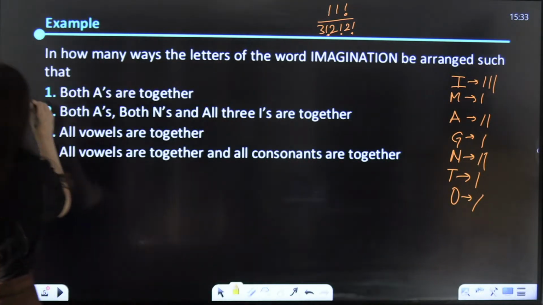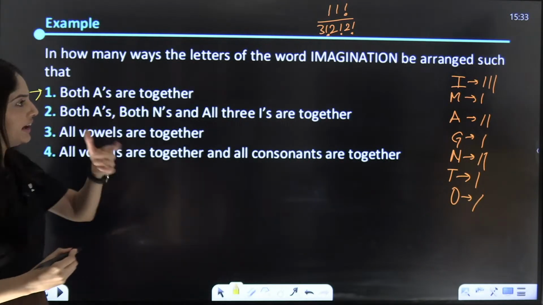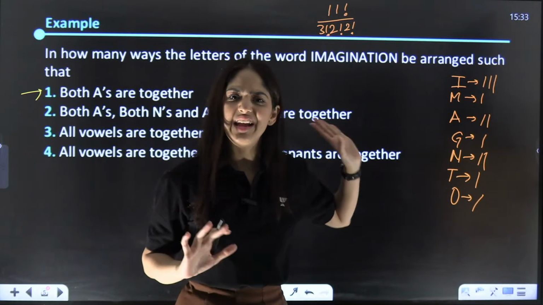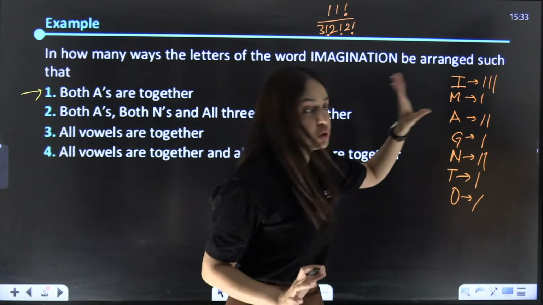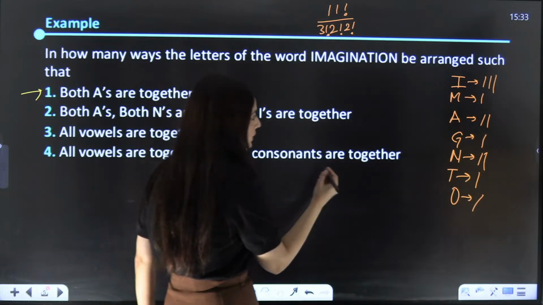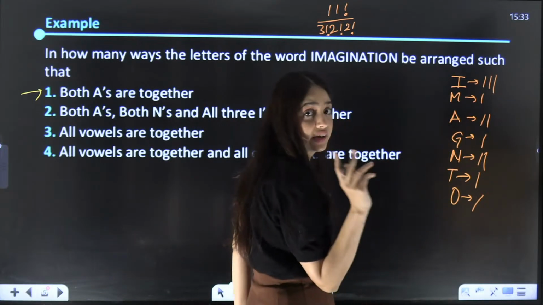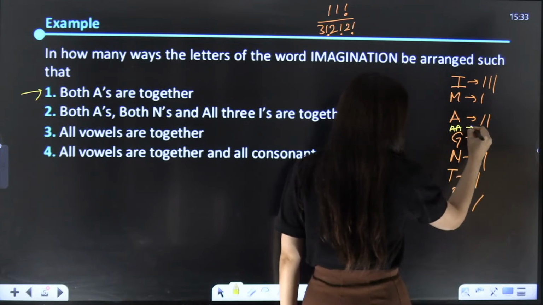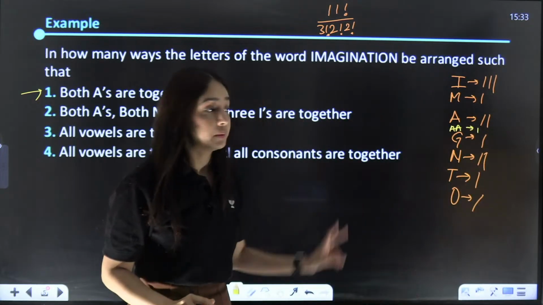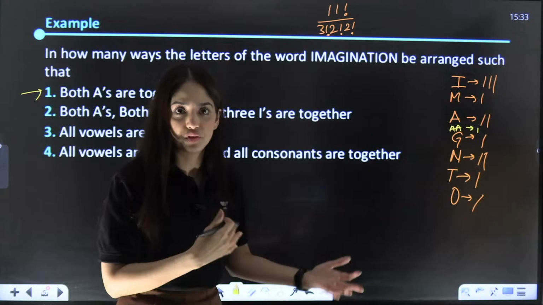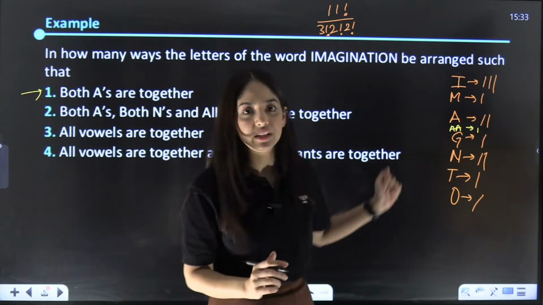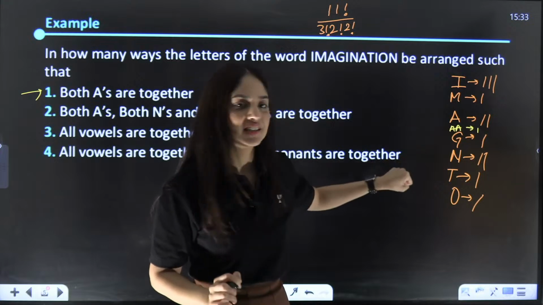Now our first condition is both A's are together. We have 2 A's, they have to be together. The rest can be in any form, but these 2 A's belong together, which means now instead of 2 A's, we have 1 unit AA. Because 2 A's are identical, there is no difference between the first A and the second A, then we don't need to arrange within this unit, but now this acts as 1 unit.